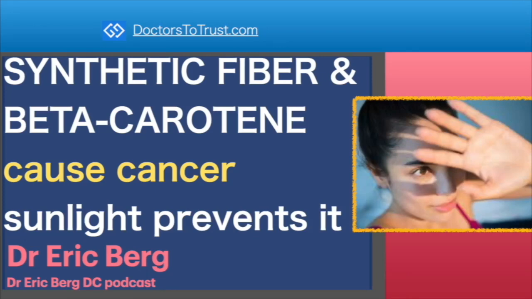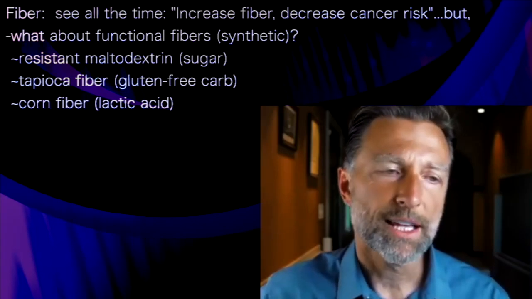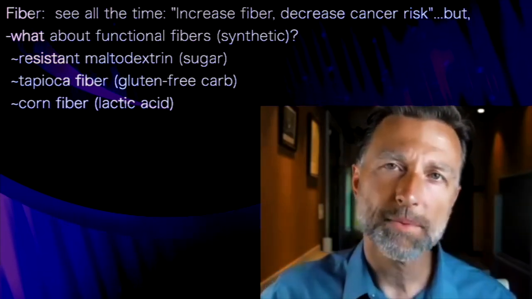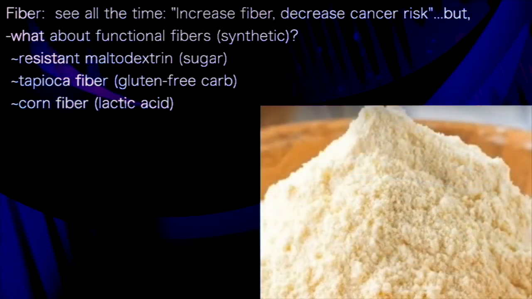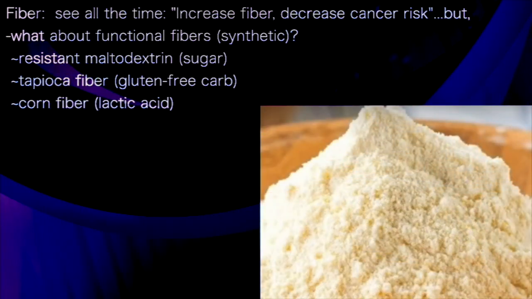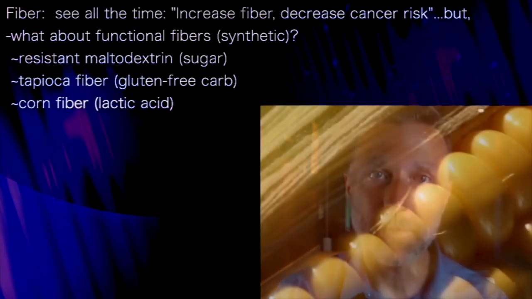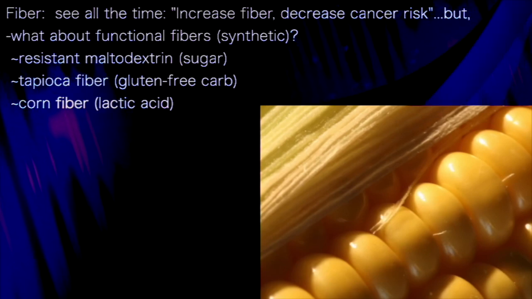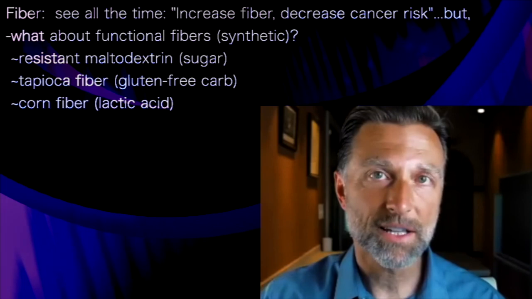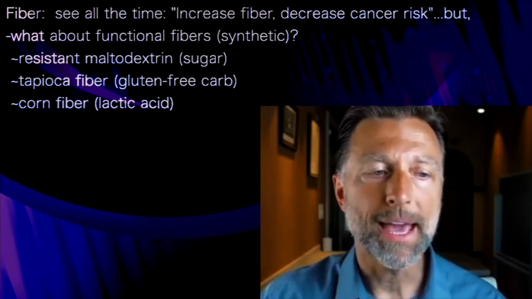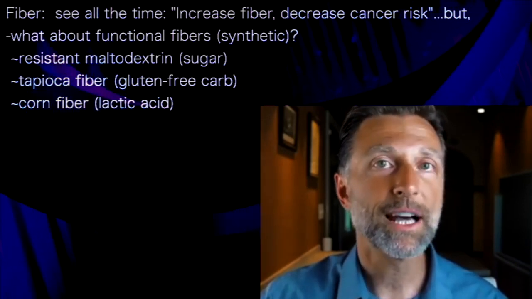Fiber. You'll see this all the time where, well, if you increase your fiber, you're going to decrease your risk of cancer. Now they're lumping in all the different types of fiber with vegetable fiber. What about all these new synthetic fibers that they're coming out with? They're called functional fibers, like resistant maltodextrin, like tapioca fiber, like corn fiber. These are all very new fibers that have not stood the test of time in safety studies. We don't really know about them. They may not affect your blood sugars, but I found some interesting data I want to share with you.